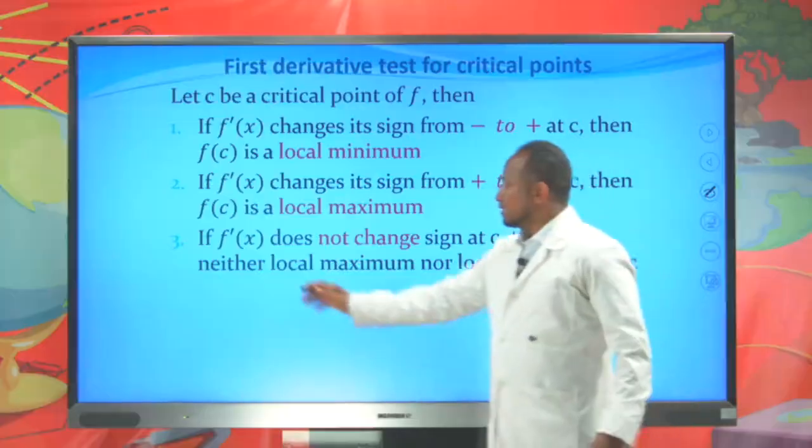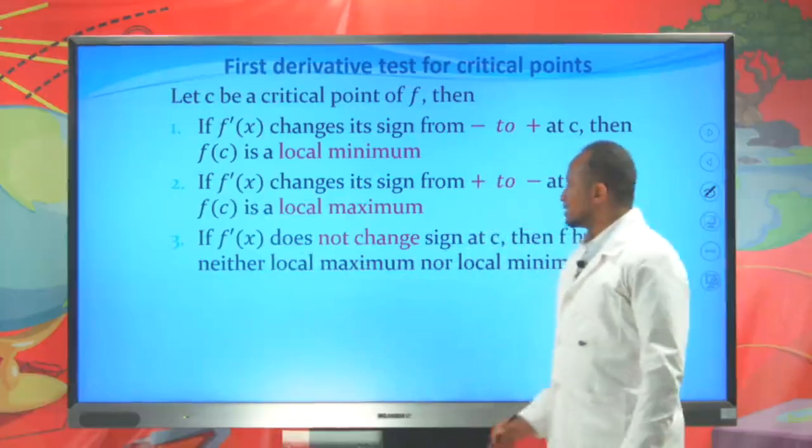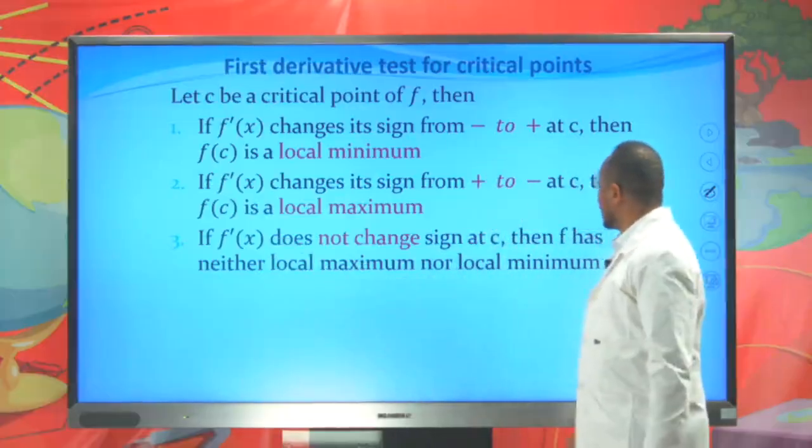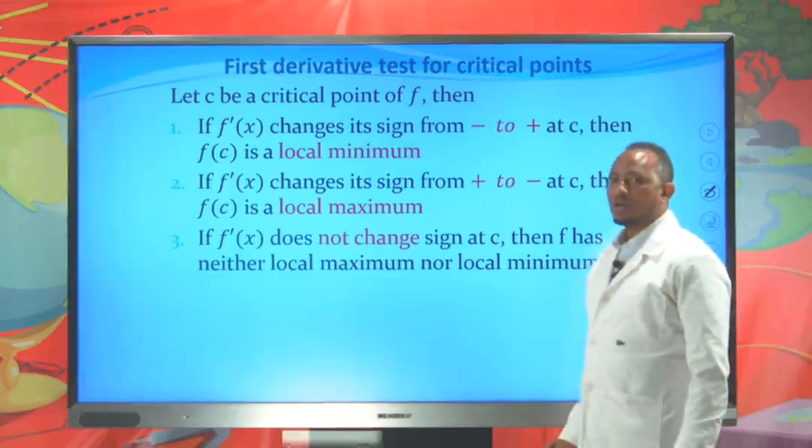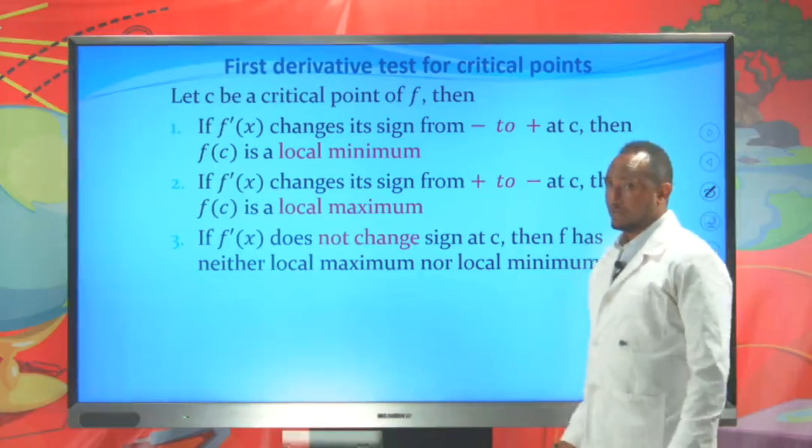And if f prime of x does not change sign at c, then f has neither a local maximum nor a local minimum value at that point.